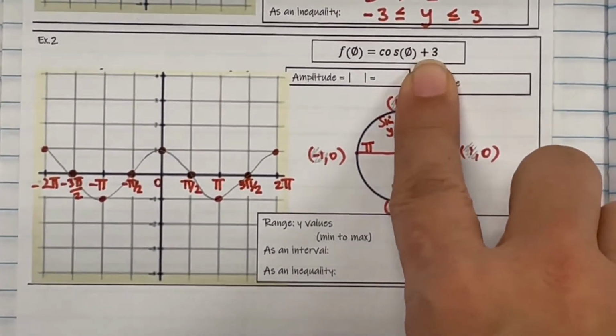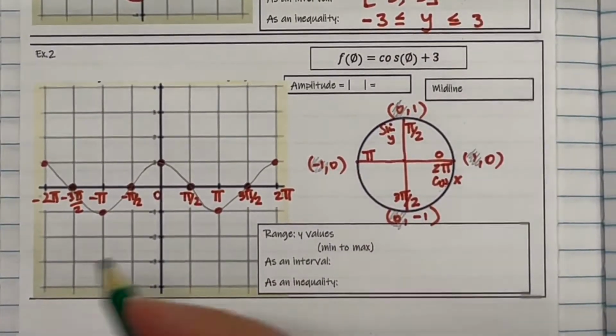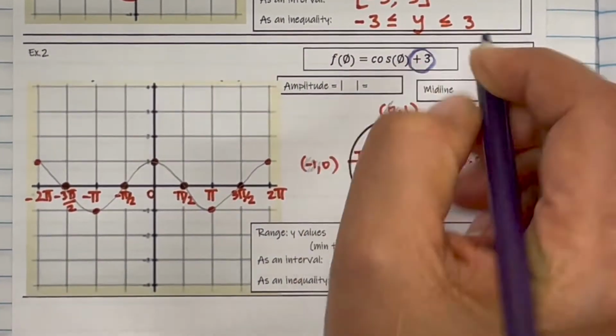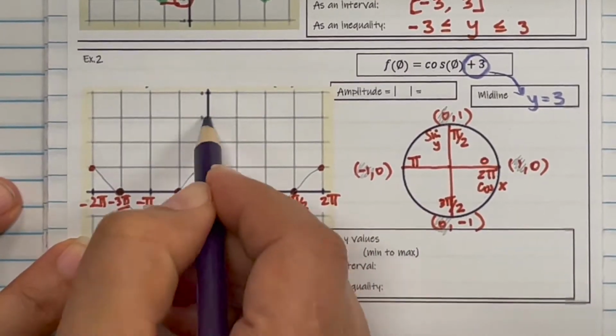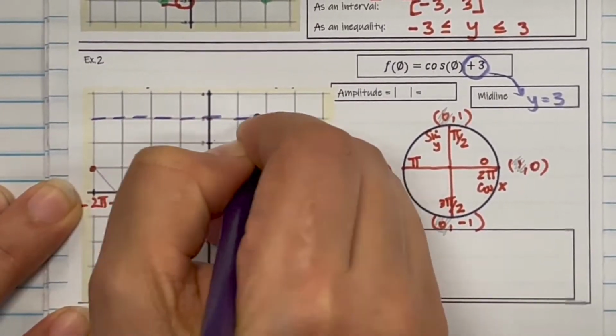All right, so let's talk about the midline. Midline is that number completely by itself. Remember, you have to write y equals. Do not forget that the midline is a line. So y equals positive 3. Okay, draw your new midline. So let's go ahead and draw it. So you go to y equals 3 and you draw a horizontal line. That's your midline, y equals 3.